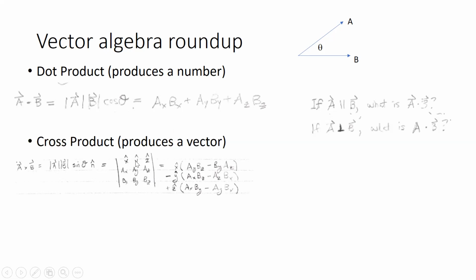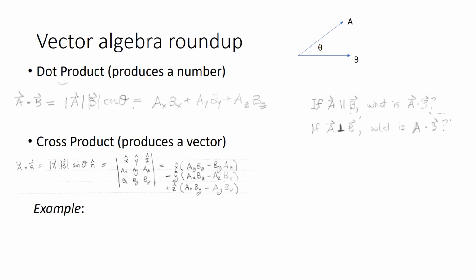And then when we come to this second element, the rules for determinants tell us that we have to switch the sign. So we would have minus y hat times AXBZ minus AZBX. And then for z, we would have AXBY minus AYBX, just as we did for the x hat component. Okay? So that's how we take cross products.